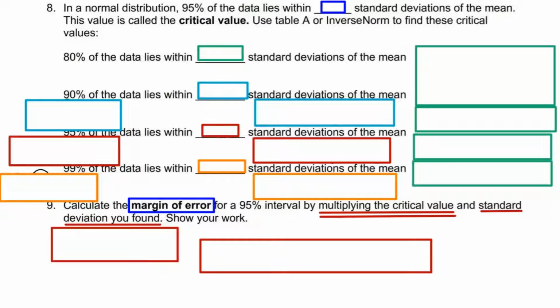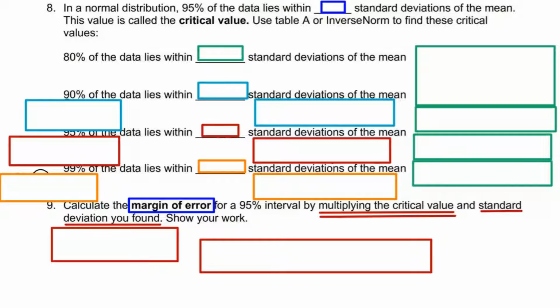Let's see who remembers their empirical rule. Do you guys remember empirical rule? That is our bell curve, yes. It's not the only bell curve, but it happens to be a bell curve. In a normal distribution, 95% of the data lies within how many standard deviations of the mean? 2.